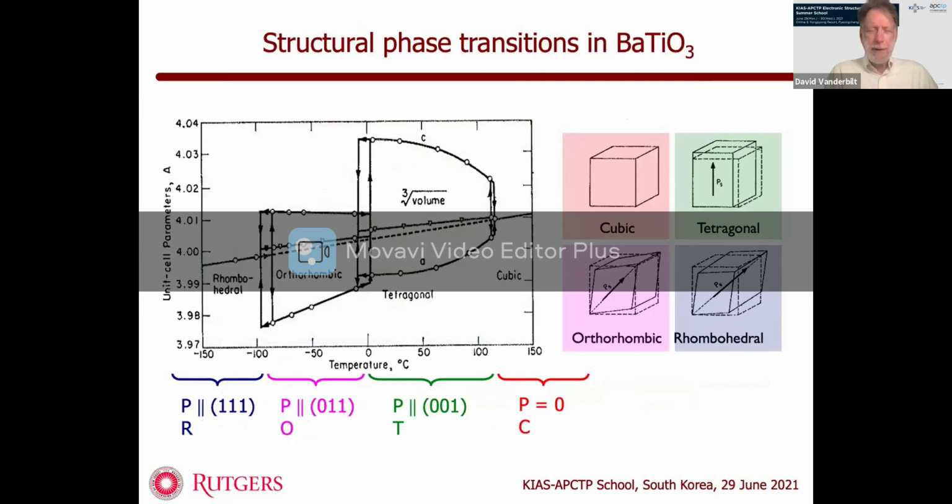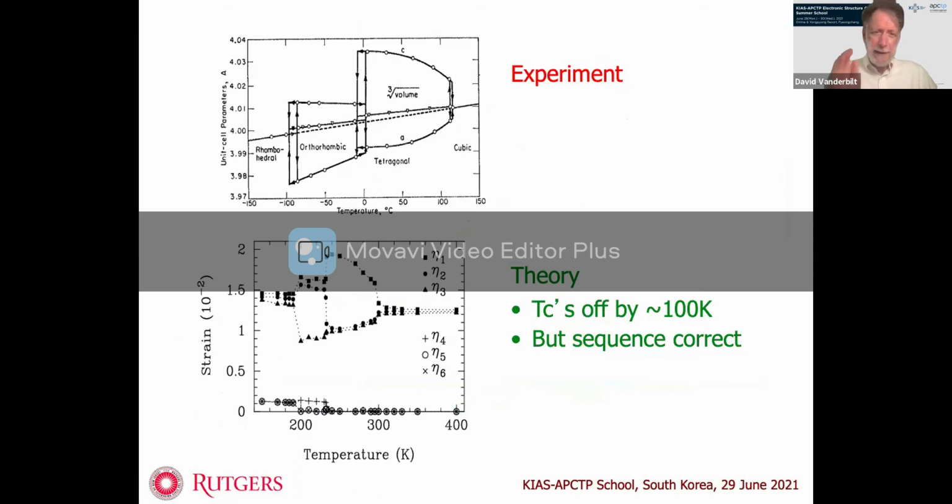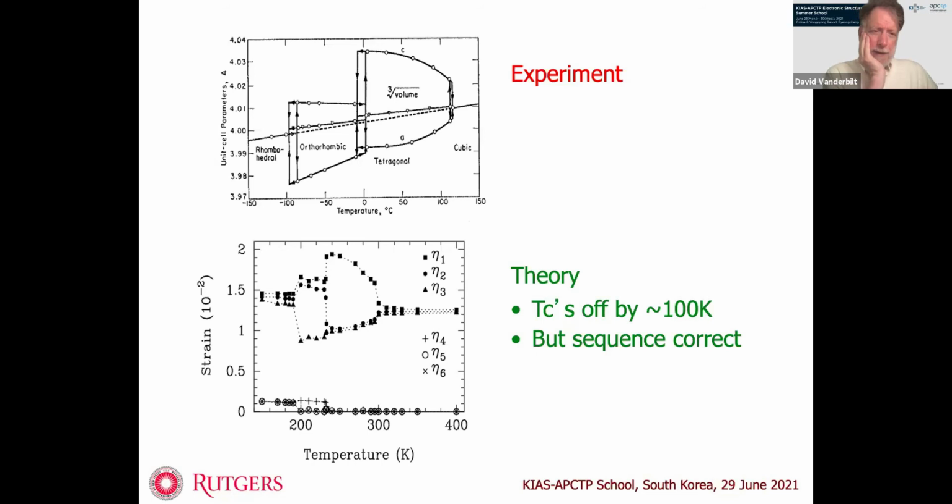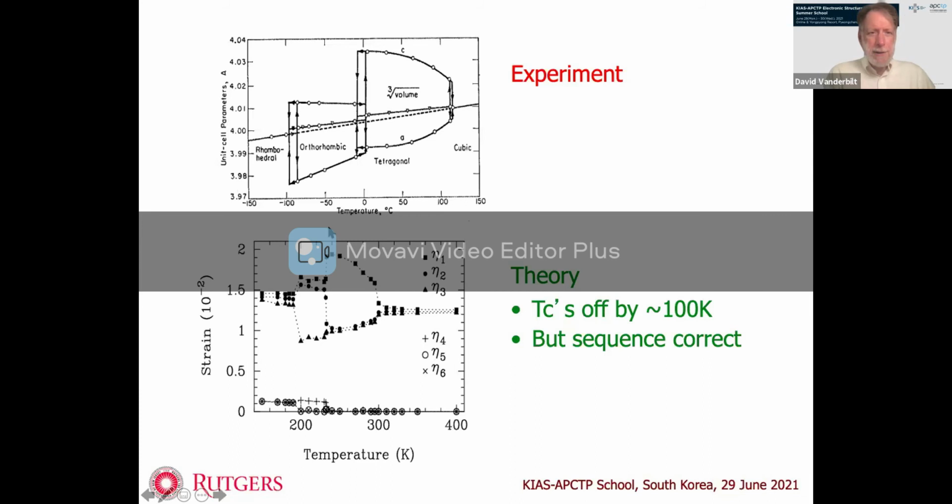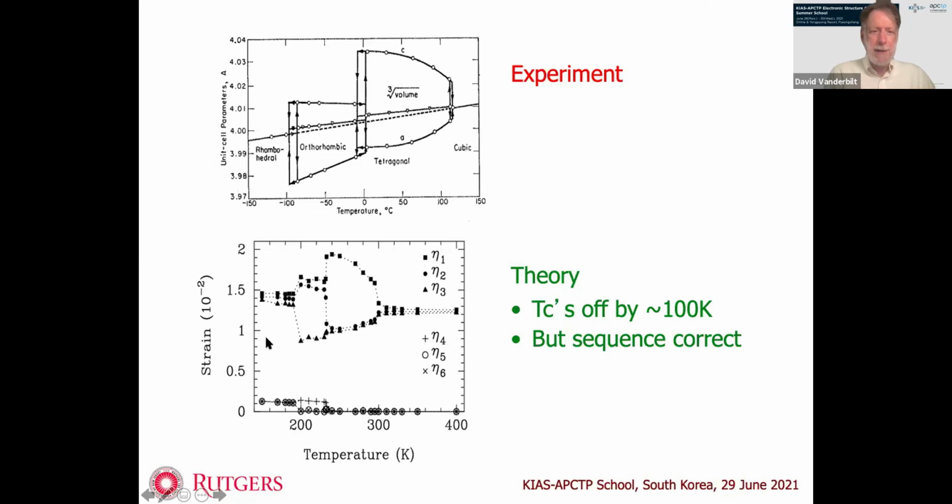If we put these on top of each other, this is the comparison of experiment and theory. The vertical scales are effectively the same. Here it's plotted in terms of strain. Here it's plotted in terms of unit cell parameter. The horizontal scales have been aligned. So you can't tell it, but this is temperature in Kelvin and this is temperature in Celsius. So I've aligned everything correctly on the horizontal scale.